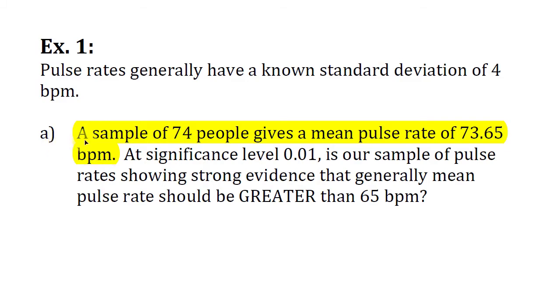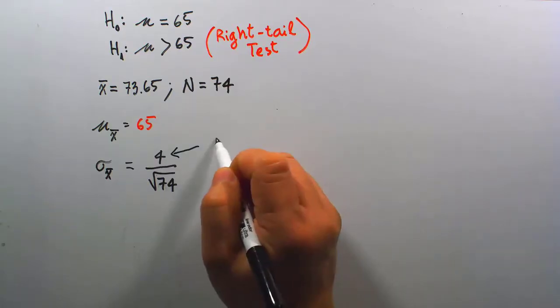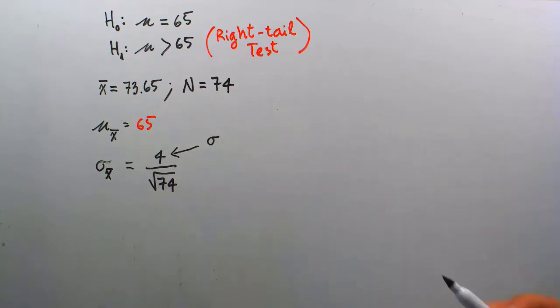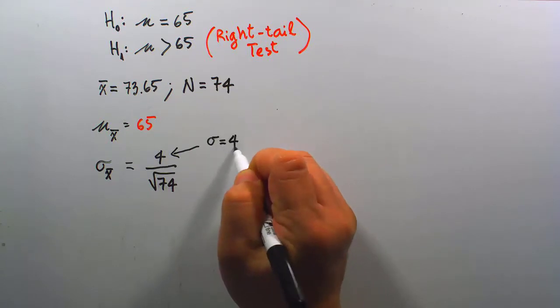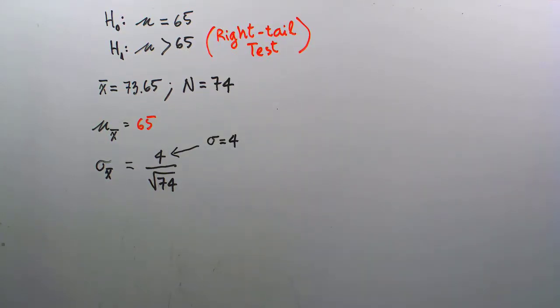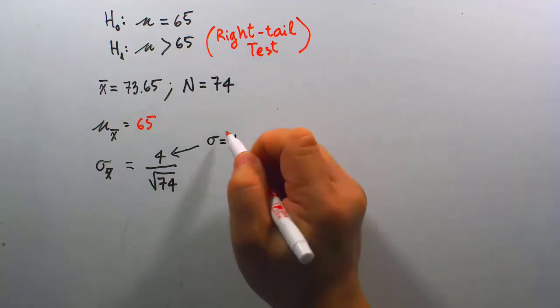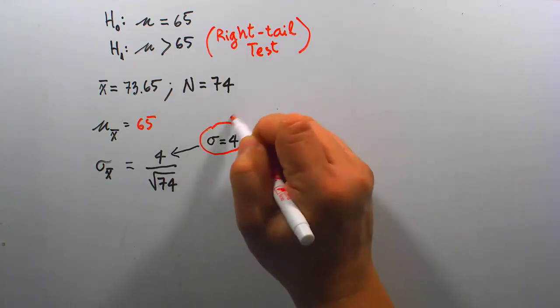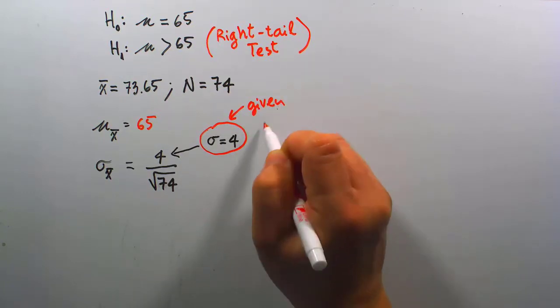Even before we got into any of the example parts A, B, and C, our example 1 has a general description. Pulse rates generally have a known standard deviation of 4 BPM. So this piece of information that I am highlighting right here is indicating that we are having a sigma value. So recall the concept of sigma that we have learned before. This value 4 right here is our sigma value, or in other words, we had a given sigma value being 4. And make note for ourselves that in this problem, we have a given sigma value.